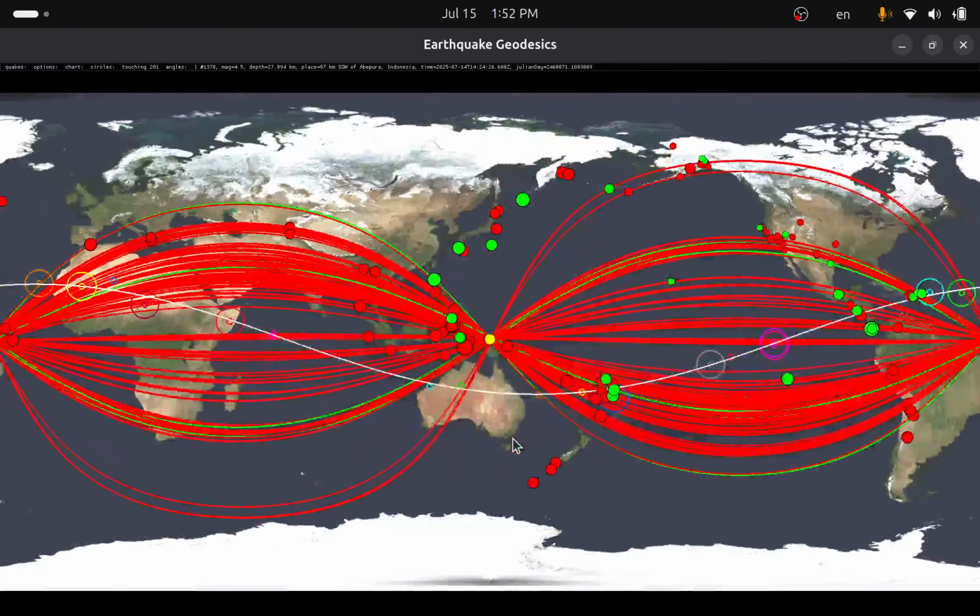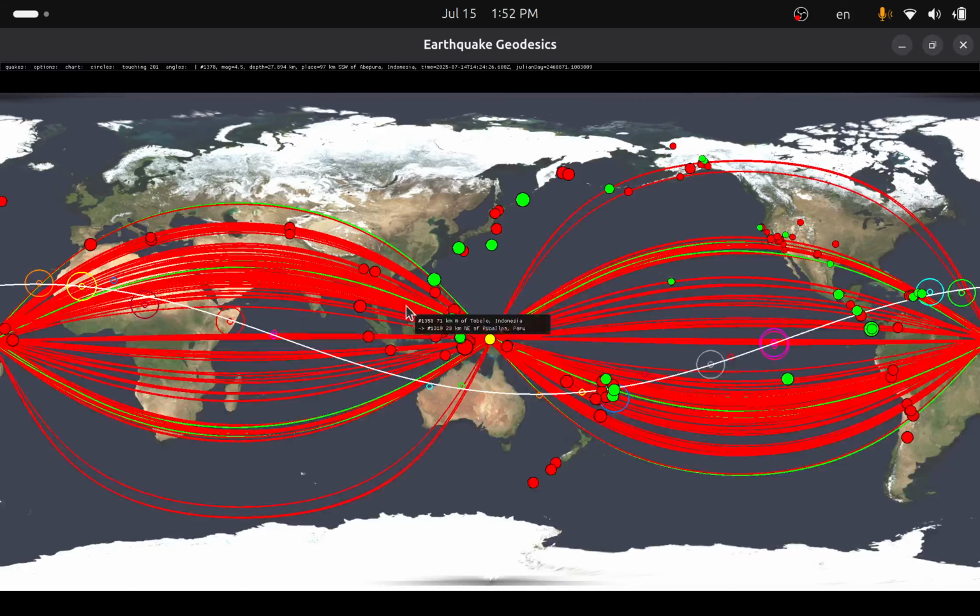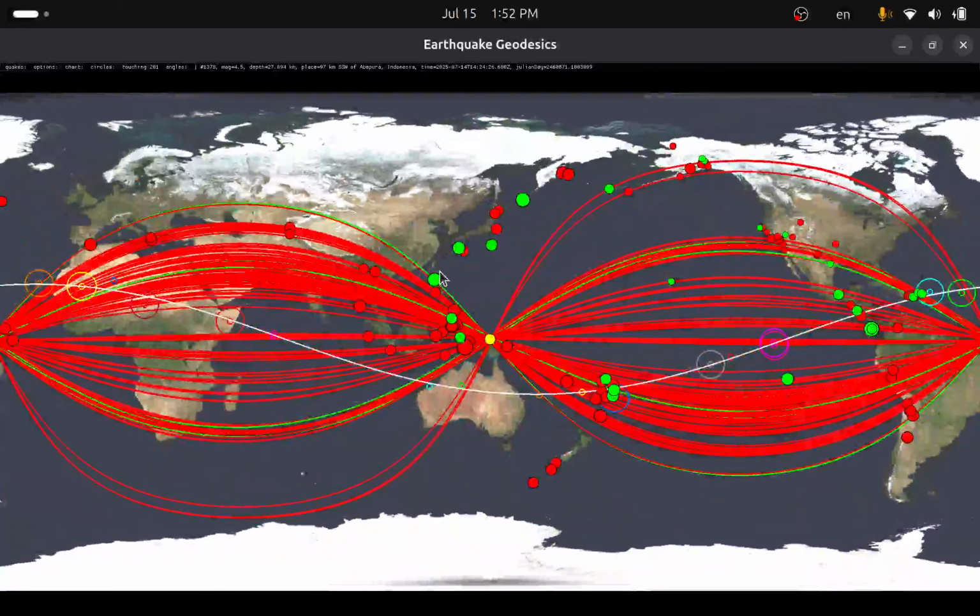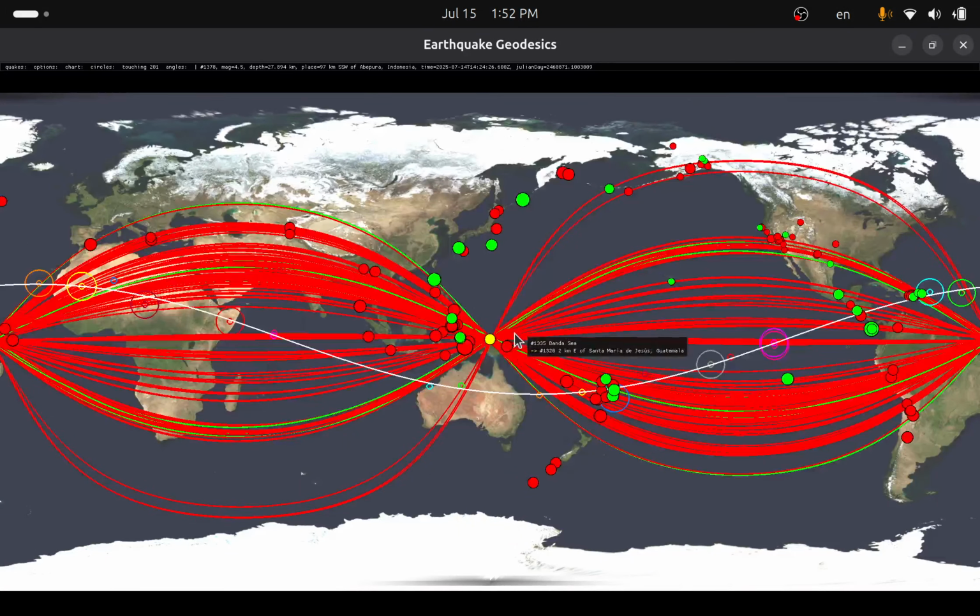This looks like clockwise motion to me. It looks like red, red, red, red, green, red, red, red, red, green. It looks like clockwise twisting of activity of geodesics that the quakes appear on. And is that the one? Yes, there's the one. Okay, here we have our quake in Indonesia.